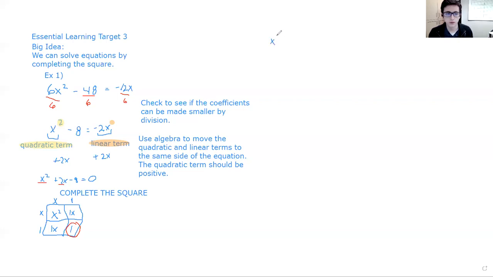So we're going to do x squared plus 2x plus 1, right? We need this 1. Put -8 equals 1. And this is x squared plus 2x plus 1 minus 9 equals 0.